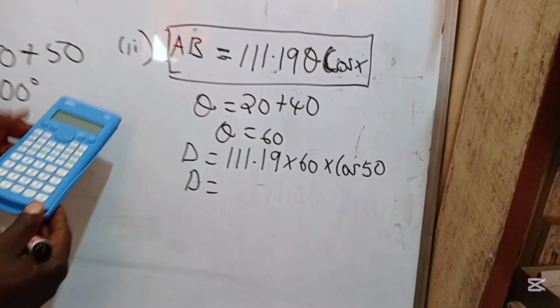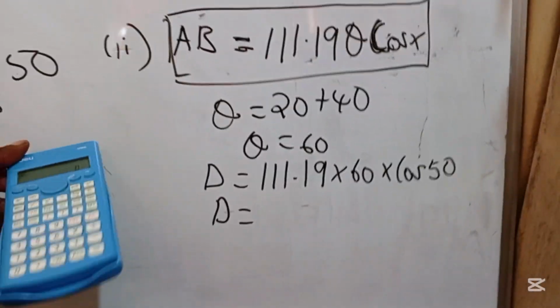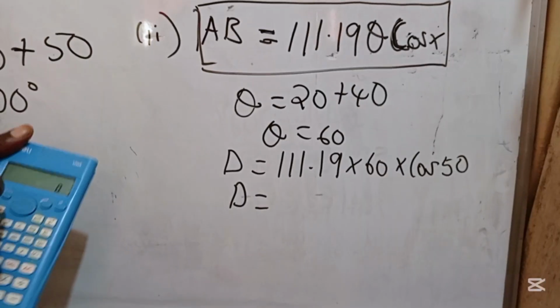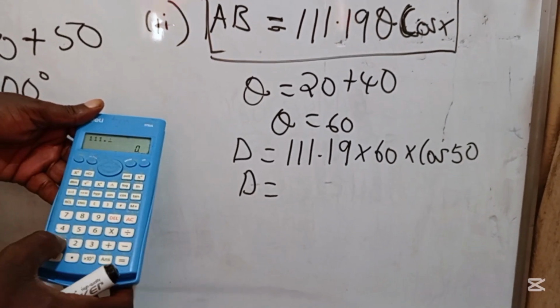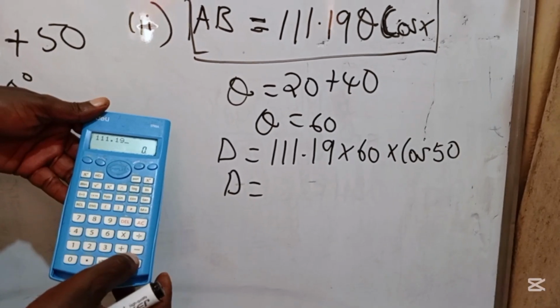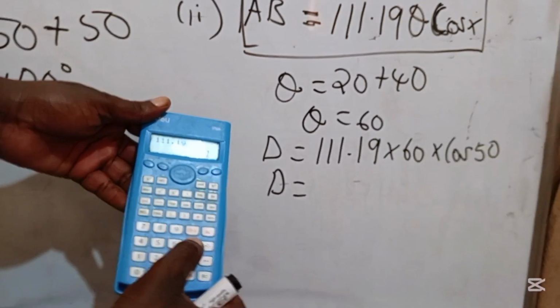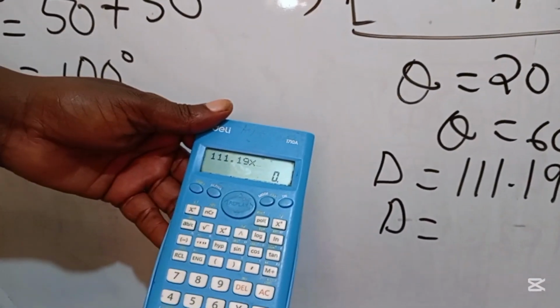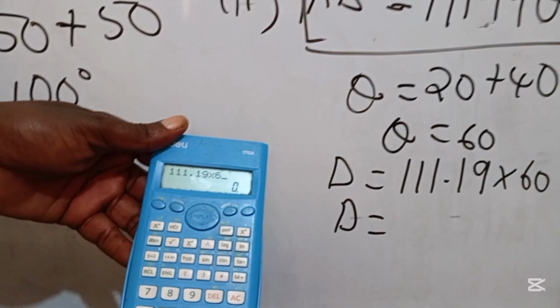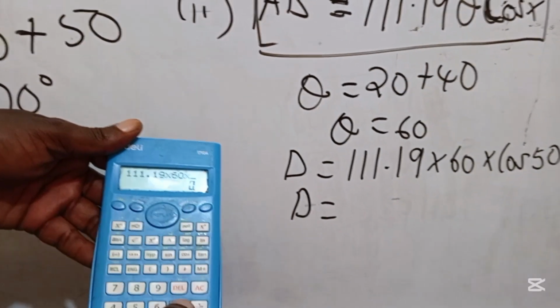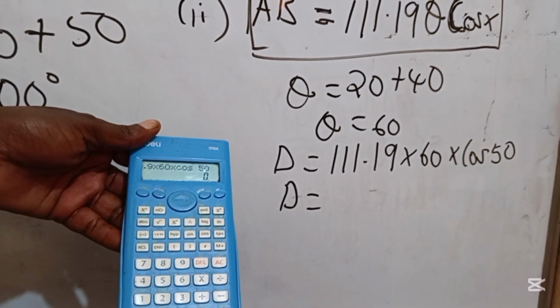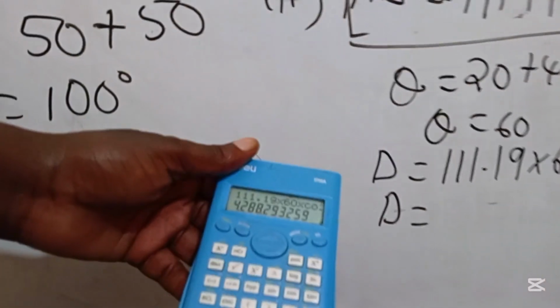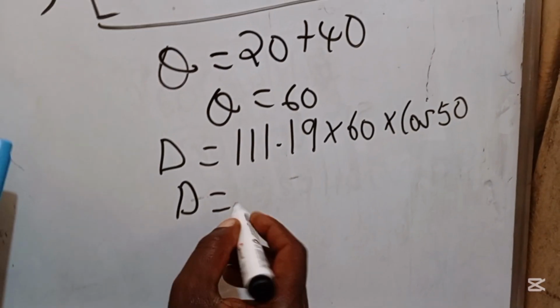You just have to do it nicely. Don't panic, take your time. There is no hurry in Zambia. 111.19, I hope the camera is able to catch the calculation there. Multiply by 60, and again multiply by cos 50. So the answer you get is that one. This number is very important, so write everything.